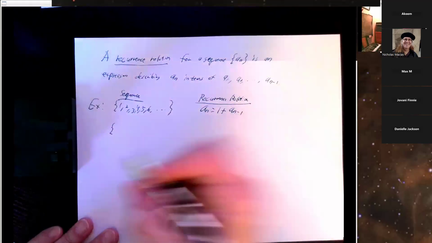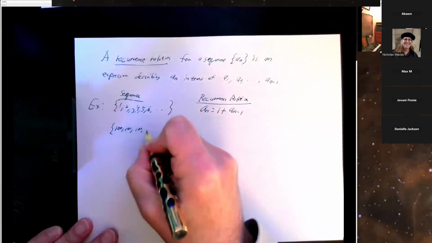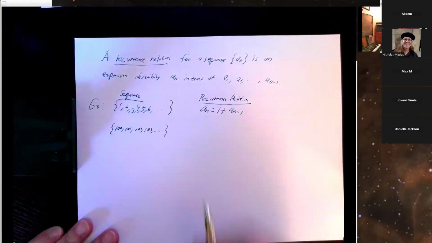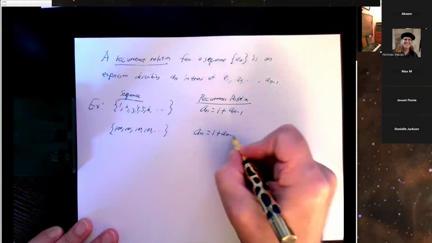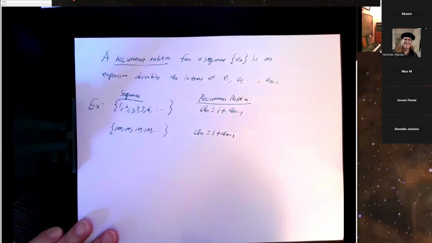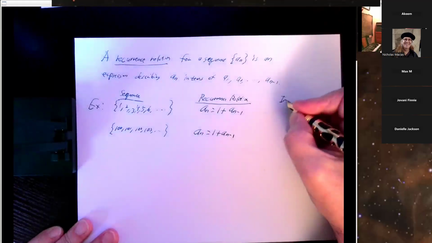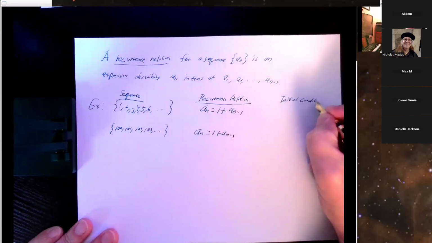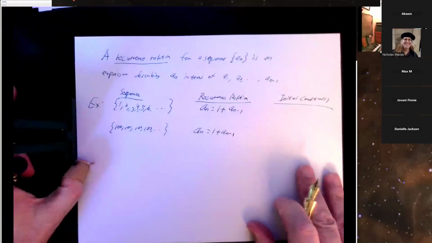But suppose I had the sequence 100, 101, 102, 103, and so on. That's got exactly the same recurrence relation, right? The third term is the second term plus 1. So sometimes we also need to specify an initial condition, or maybe more than one initial condition.